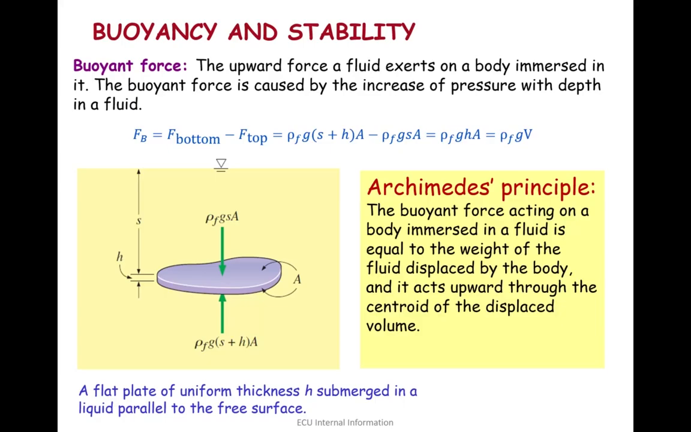For example, we put a ball, a sphere, inside the pool and push it down. If we remove our hand, it will jump up. Why does this happen? Because the buoyancy force pushes it up. How much this buoyancy force is depends on how much you have pushed the ball down. If it is halfway, then the weight of water displaced by the ball is the force acting upward.